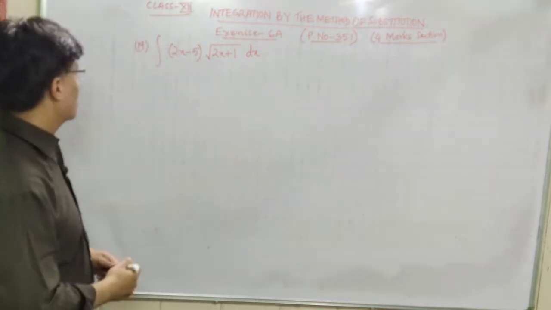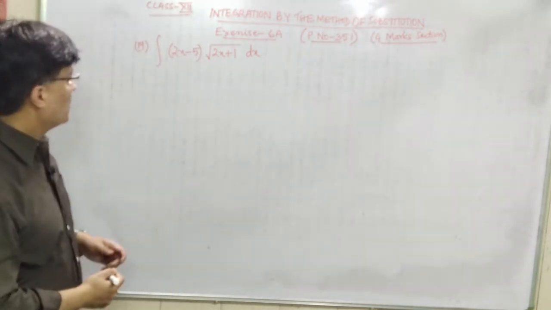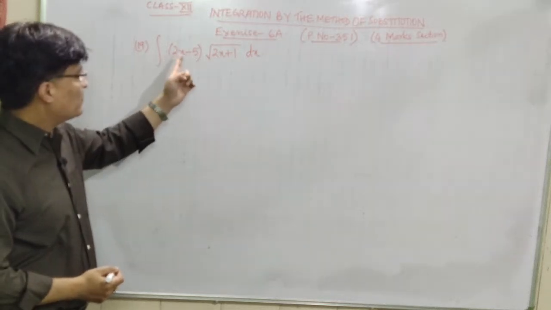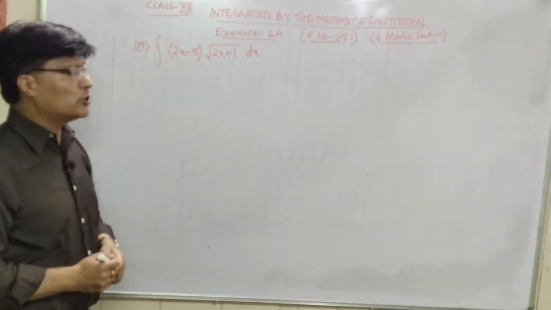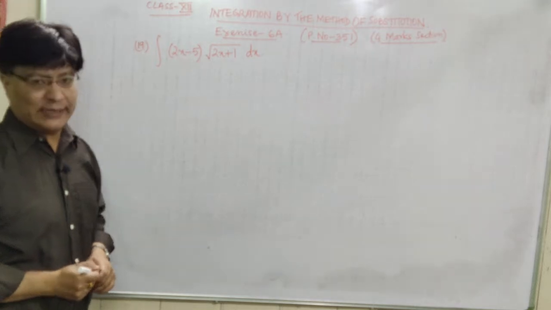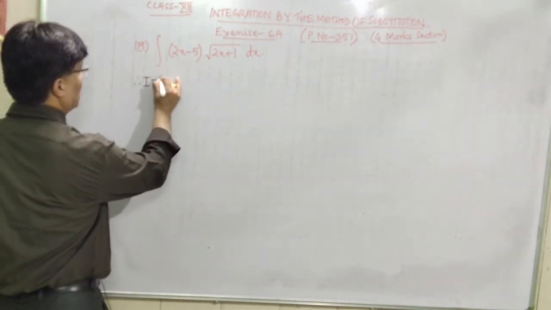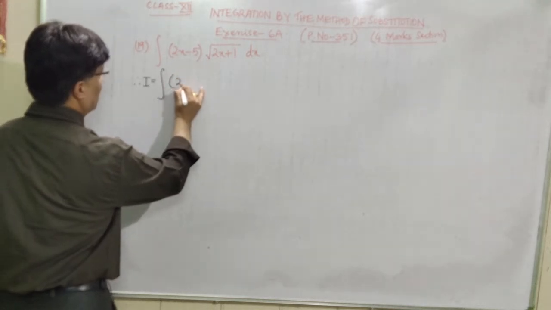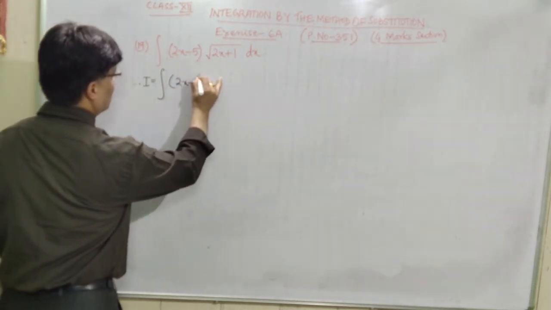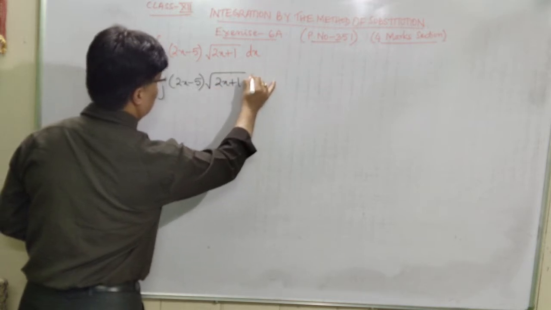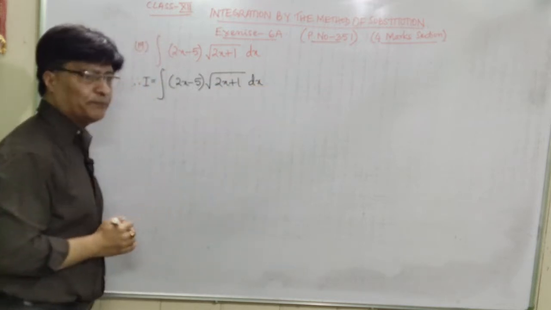Now let's do the next question, that is question number 19. You have to evaluate this integral of (2x minus 5) times the square root of (2x plus 1) dx. So let us write I is equal to the integral of (2x minus 5) root over 2x plus 1 dx. So how will you do it?